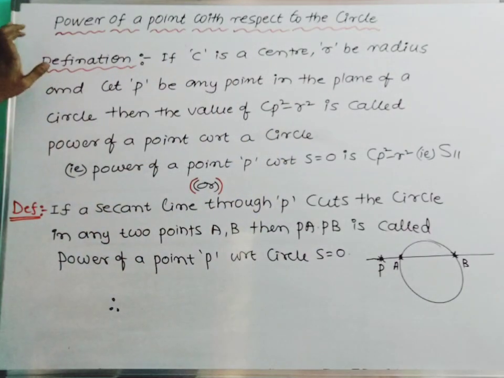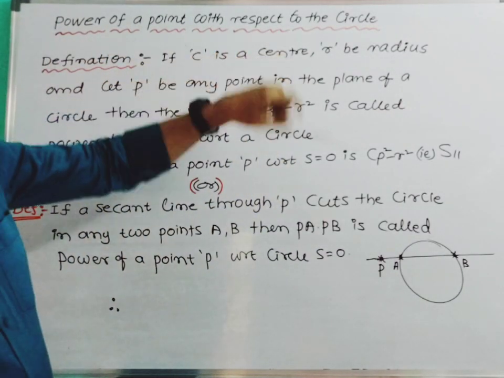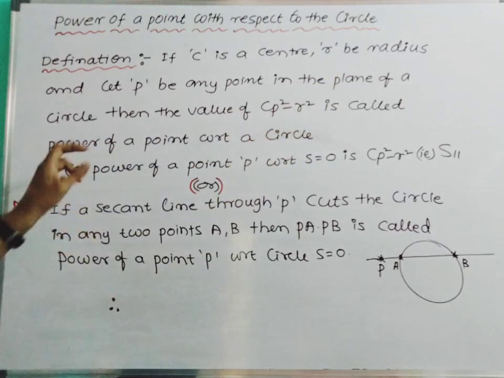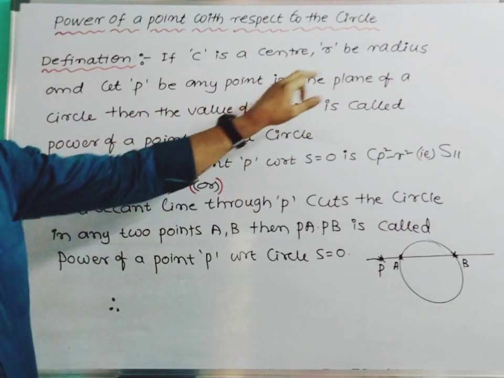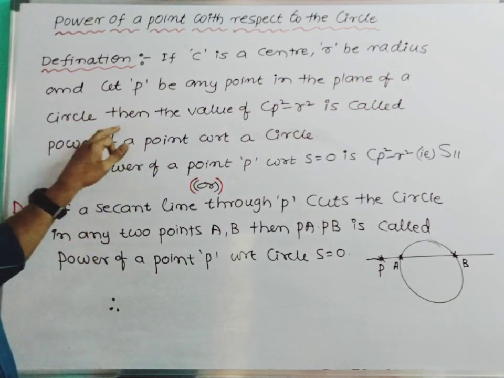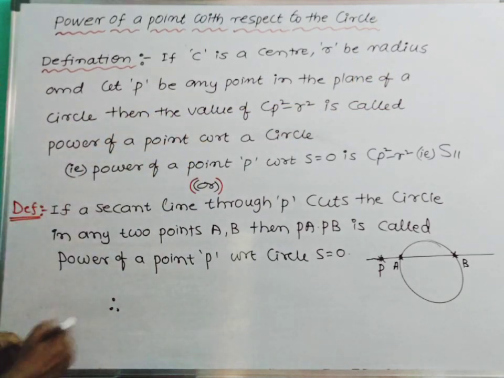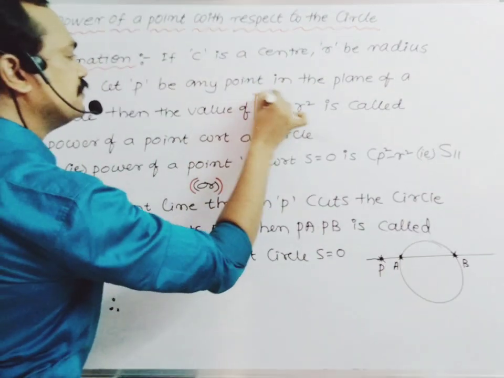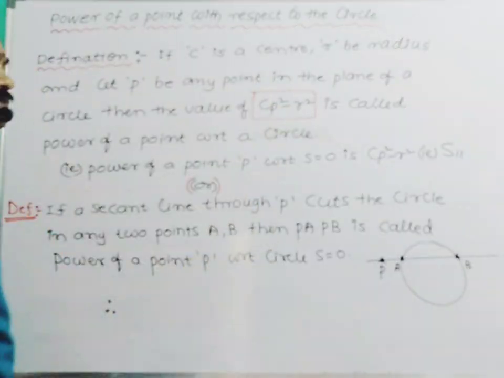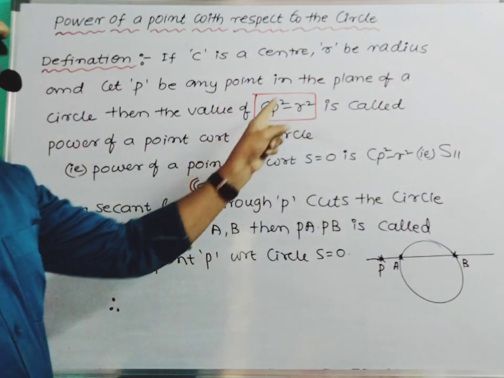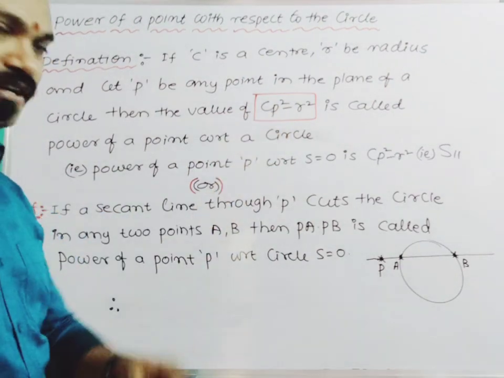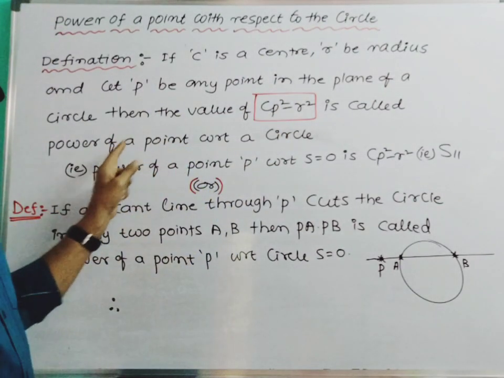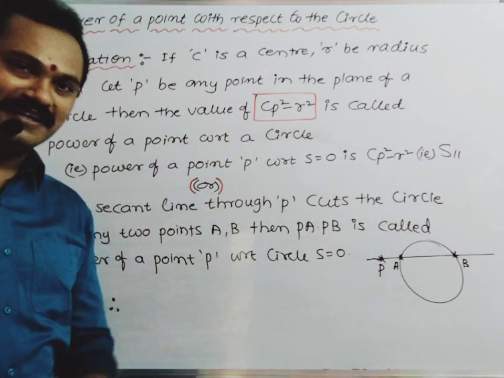Observe. If C is the center and R is the radius of a circle and P is any point in the plane of the circle, then the value CP square minus R square is called the power of a point with respect to a circle.